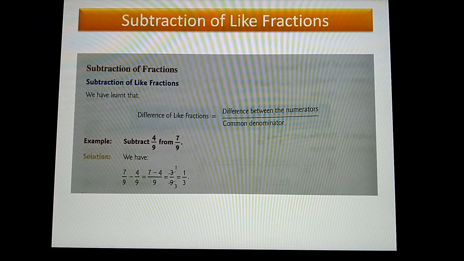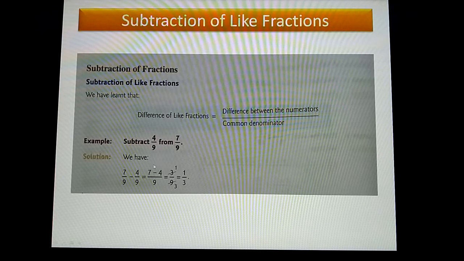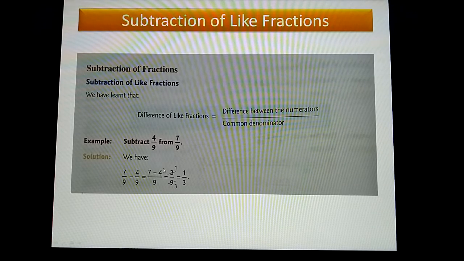Here also, say for example, 4 by 9 is a like fraction and 7 by 9 is a like fraction, because both their denominators are the same, that is 9. So the only thing that we need to do to find the difference is to subtract their numerators.